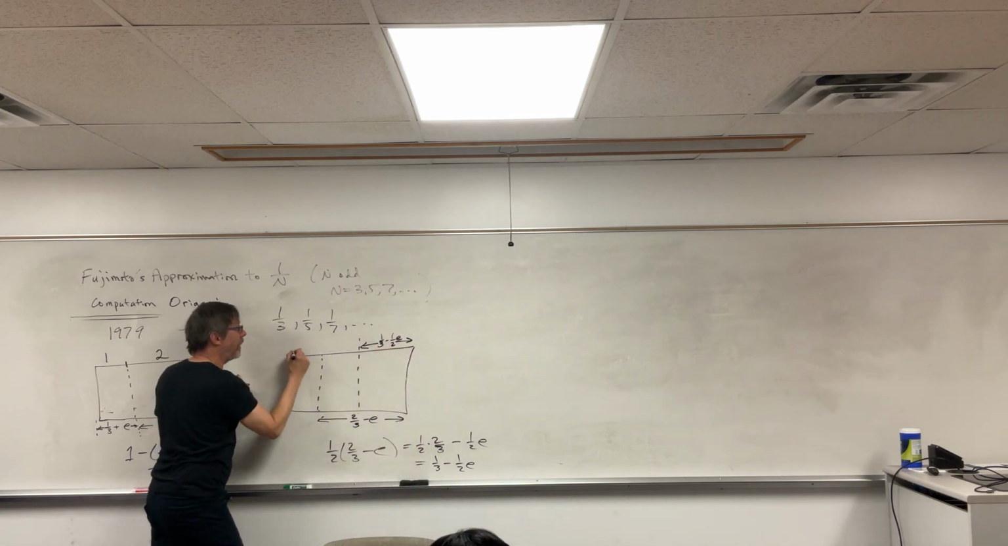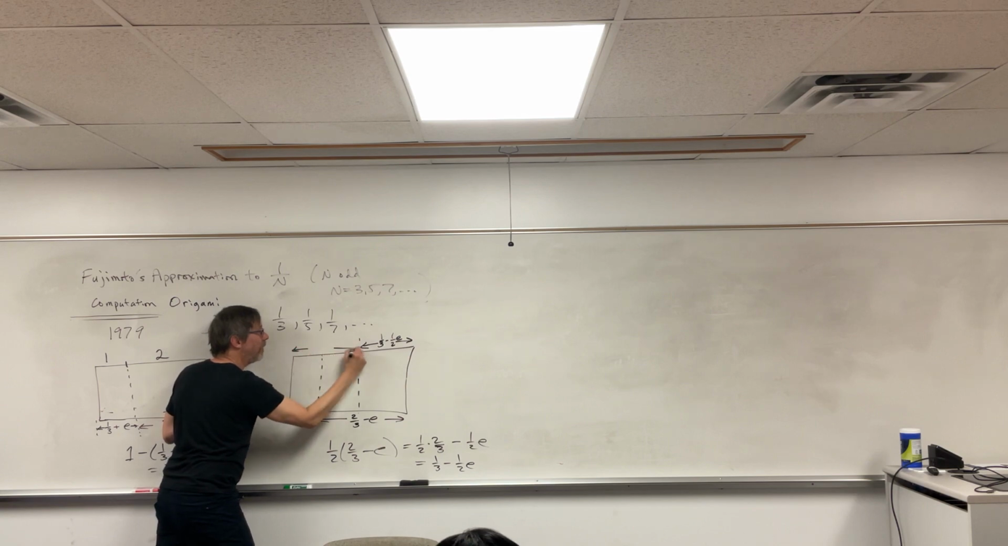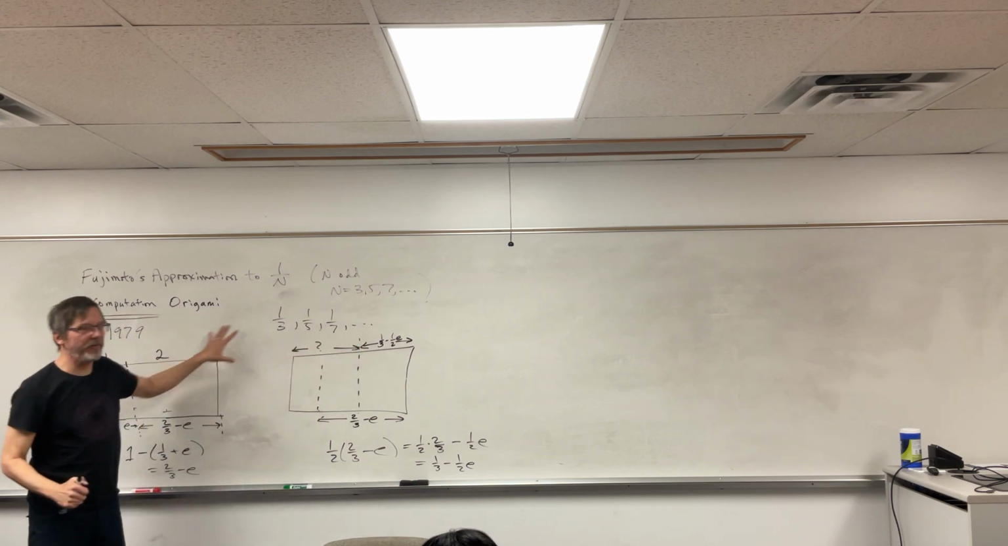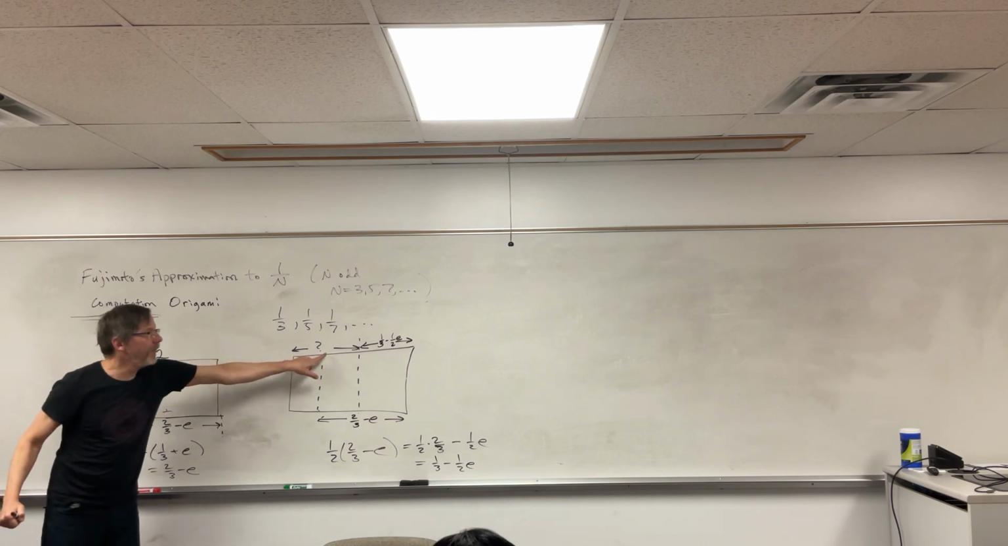If this whole thing is 1, what is this length? It always has to add to 1. What is that length right there?